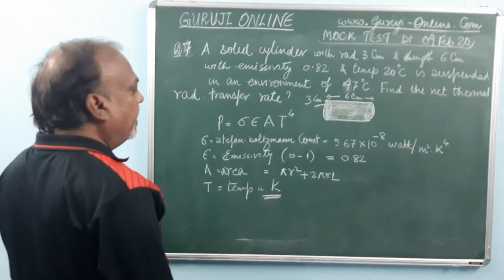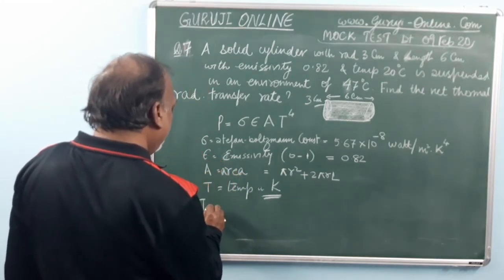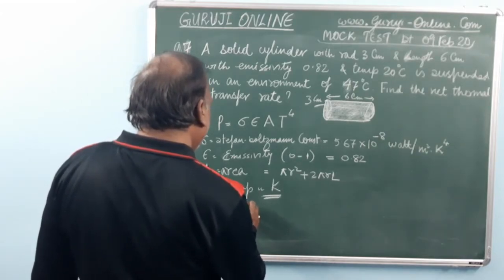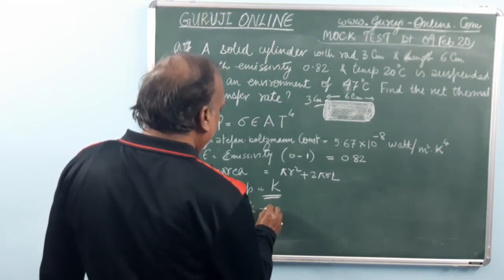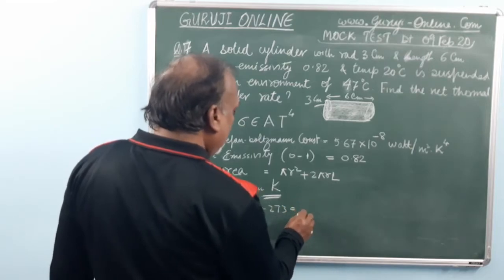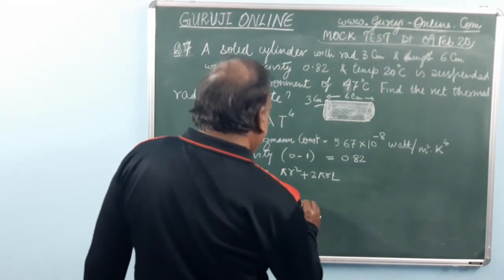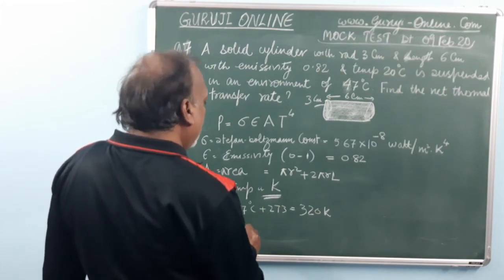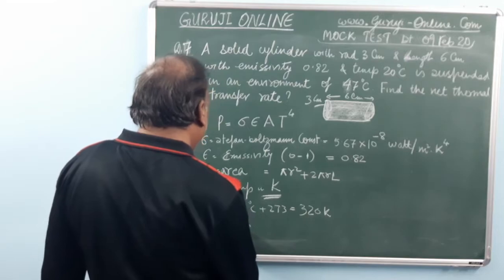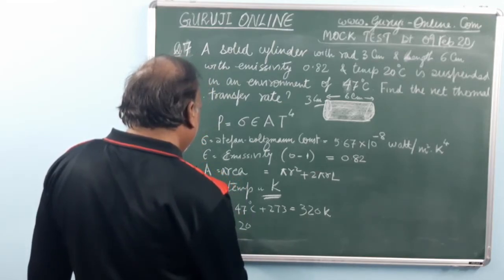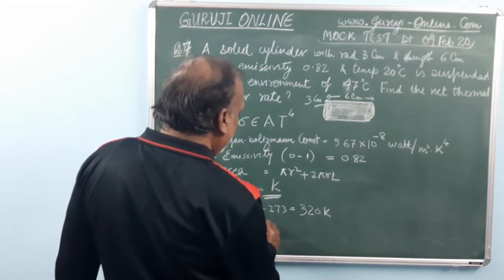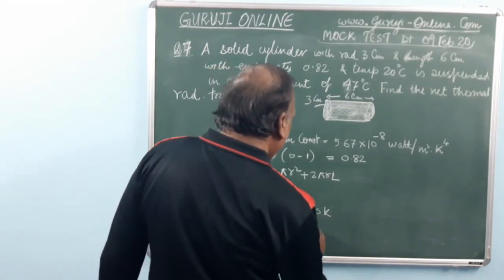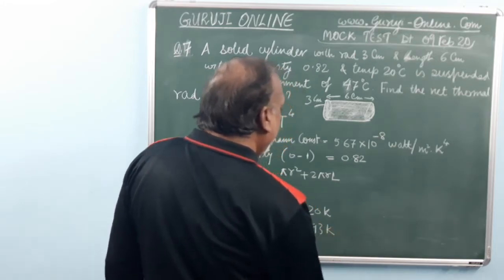T in Kelvin, here T environment is given as 47 degrees centigrade plus 273, which will be nothing but 320 Kelvin, and temperature of cylinder is 20 plus 273, it is 293 Kelvin.